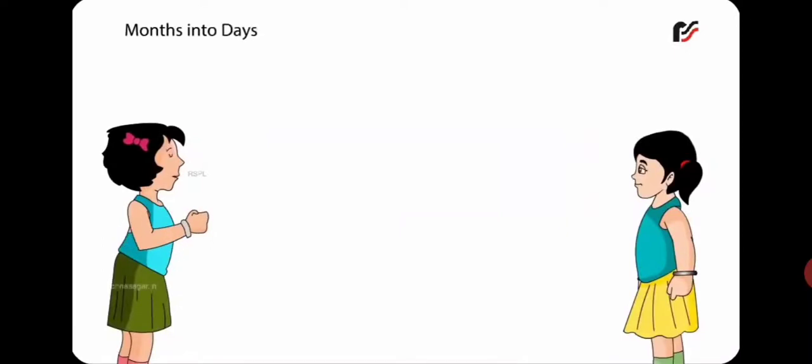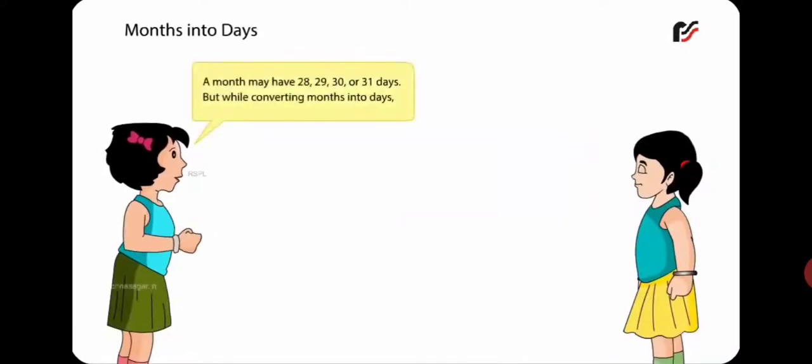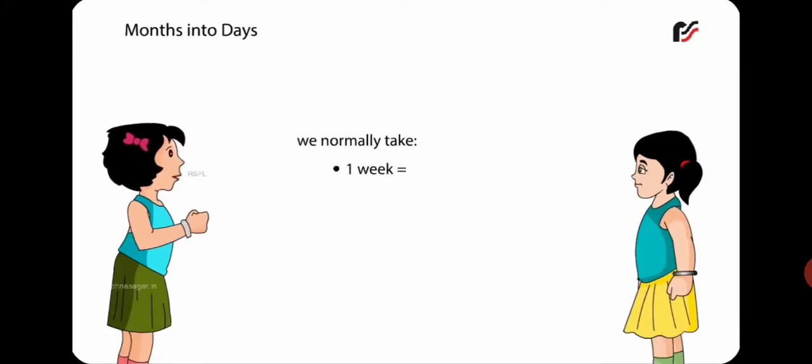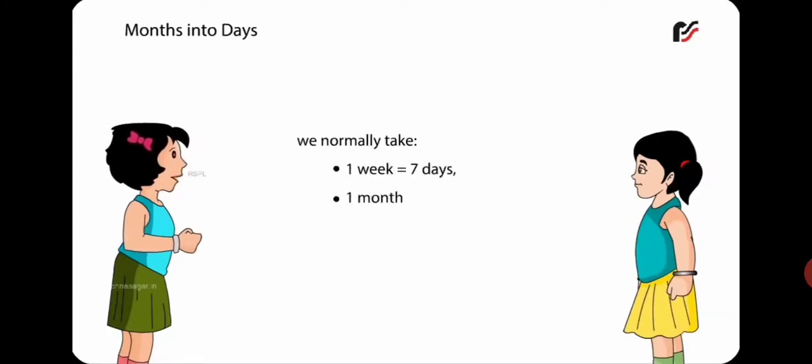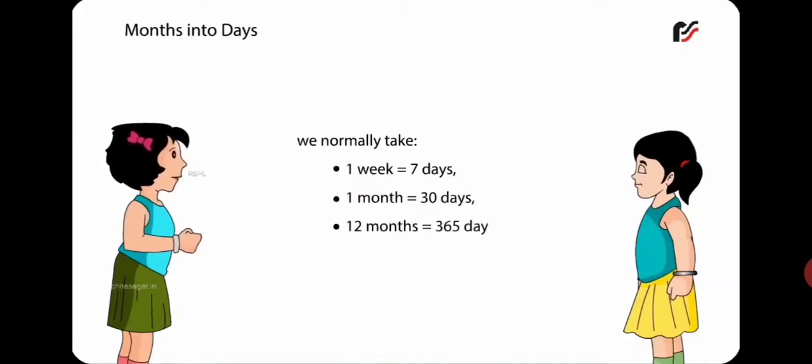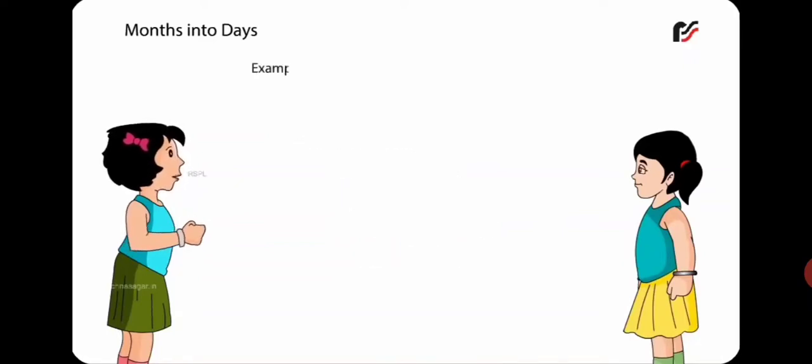Months into days. A month may have 28, 29, 30 or 31 days. But while converting months into days, we normally take 1 week equal to 7 days, 1 month equal to 30 days, 12 months equal to 365 days, and 1 year is equal to 365 days.